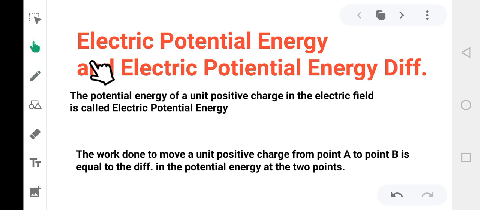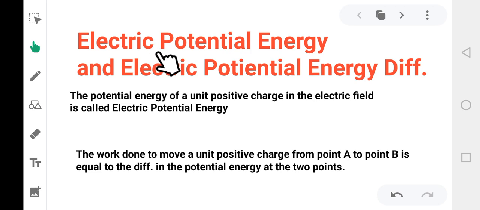Today we are going to talk about the electric potential energy and the electric potential energy difference. These are two different terms. There is a big difference between these two terms, and in this video we are going to talk about it. First of all, we are going to talk about what electric potential energy is.